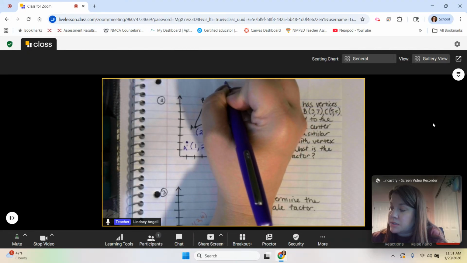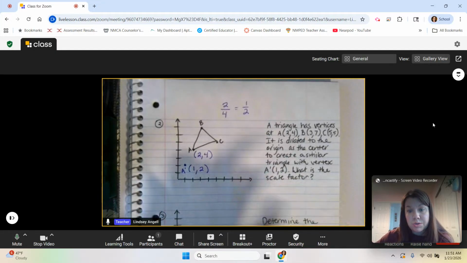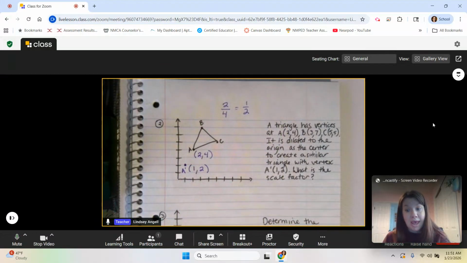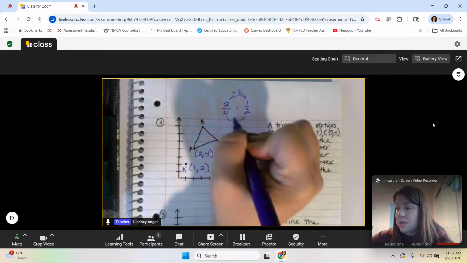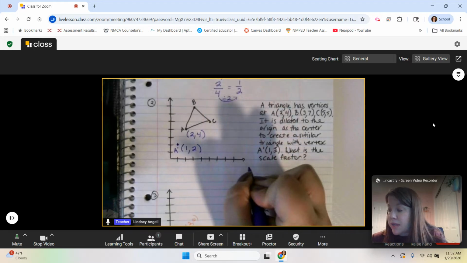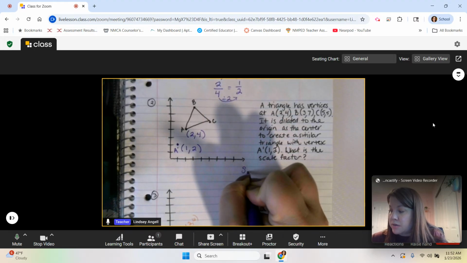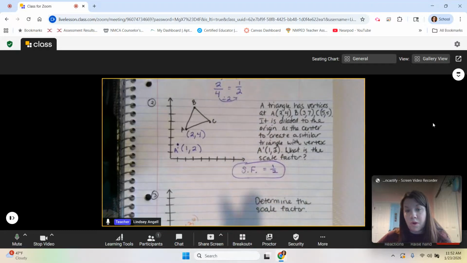Let's see here. To go from (2, 4) to (1, 2), well, we reduced it, right? We cut it in half, which when we're considering scale factor, it's always with multiplication. So we could think to ourselves, this I would divide by 2, and this I would divide by 2. Well, dividing by 2 is the same thing as multiplying by 1/2. So in this particular case, the scale factor is 1/2. All right, that's what you're looking for.